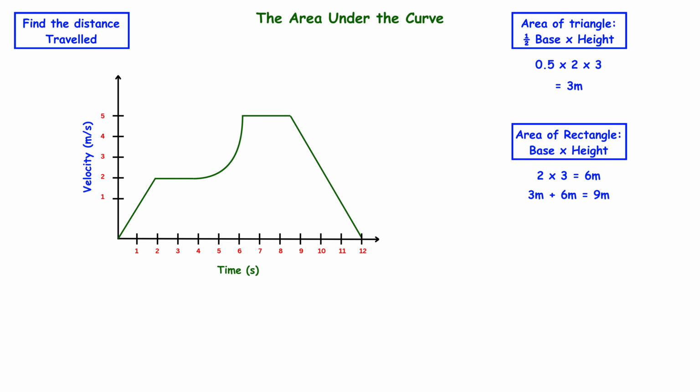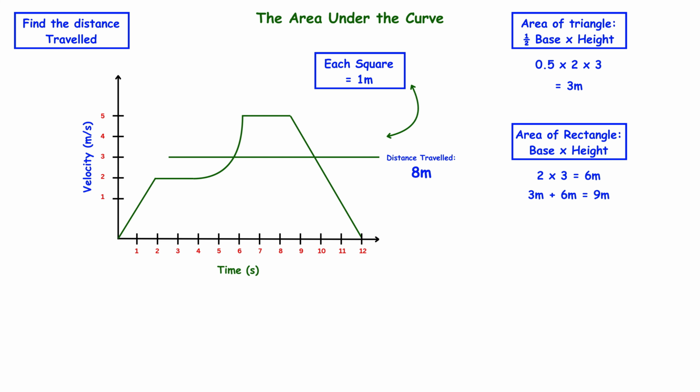Next, we calculate the area of the rectangle by multiplying its base and height, which in this case is 2 times 3, resulting in 6 meters. Adding these two areas together, we find that the total area under the graph for the first 4 seconds is 3 plus 6, which equals 9 meters. This means the object has traveled 9 meters during this time.